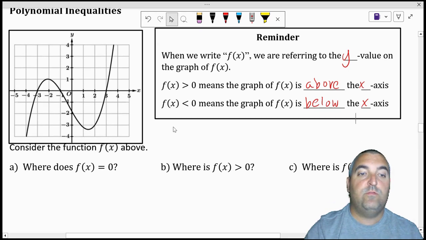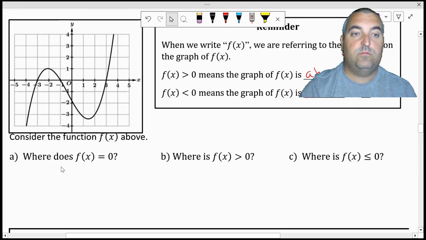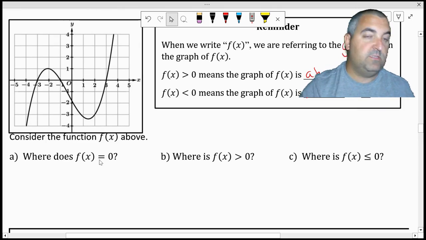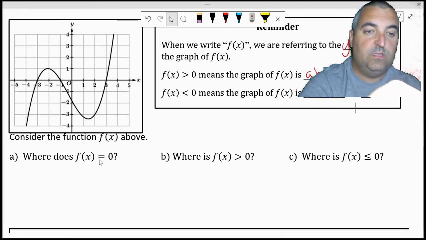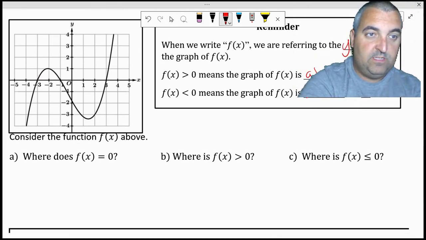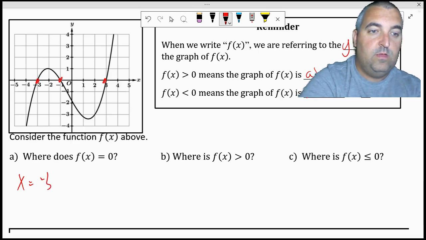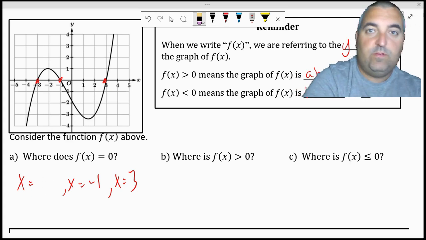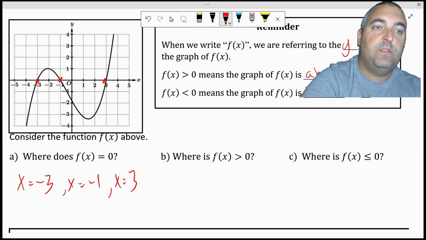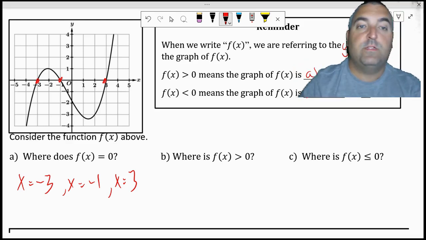Okay, so if we use this graph, we're going to first just real quick find our x-intercepts, because that's what we care about when it comes to the other two questions with the inequalities. So f of x equals 0, there's 3 of them in this one. We have it at x equals -3, we have x equals -1, and we have x equals 3. Let me fix that 3 real quick. There we go. Because of those 3 points right there.